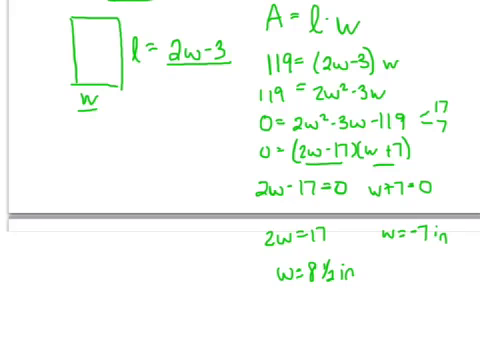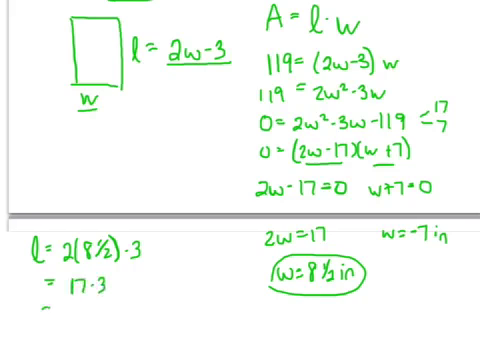Well, according to this problem, I'm dealing with width and length. Obviously, we want a positive width, so we want the 8.5 width. That means then my length is going to be 2 times 8.5 minus 3. 17 minus 3, and I get 14 inches. So my paper needs to be 8.5 inches by 14.